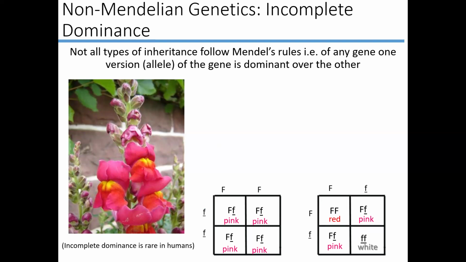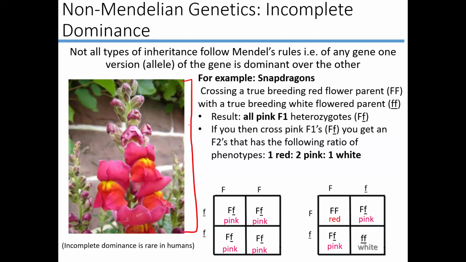Looking at this over here, this is going to be a great example when it comes to incomplete dominance. This is known as a snapdragon. Snapdragons can come in a variety of different colors. If we're crossing a true breeding red flower right here, that's going to be FF. Right off the bat, you can see F is a big letter, so we know that's a dominant gene. And we can also get true breeding white flowers right here, and you can see they're little f's. So that means that's a recessive gene.